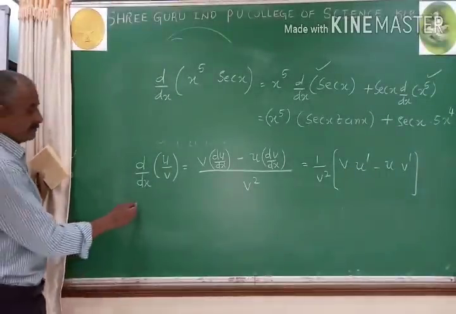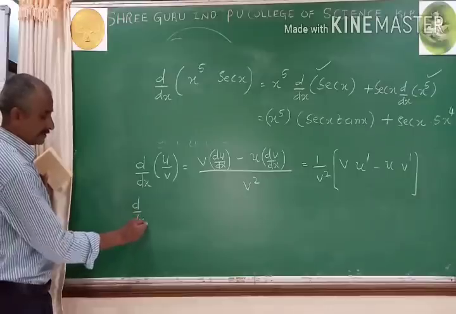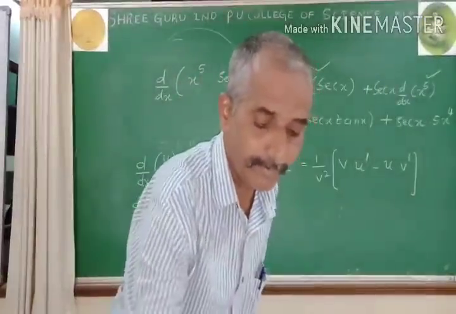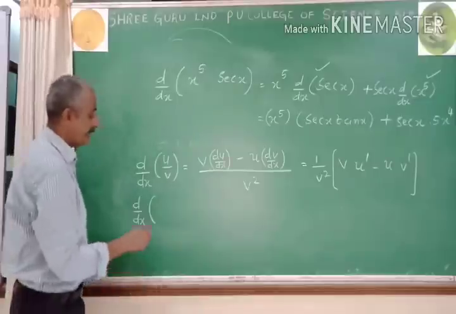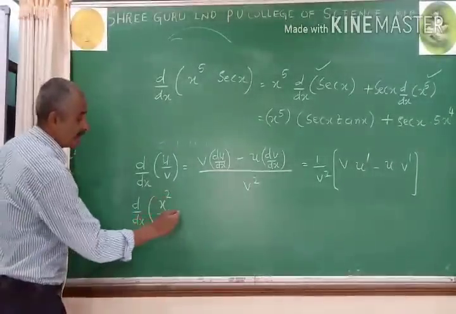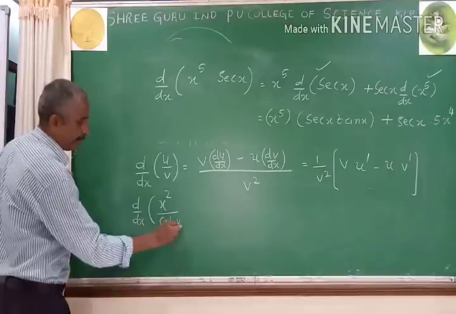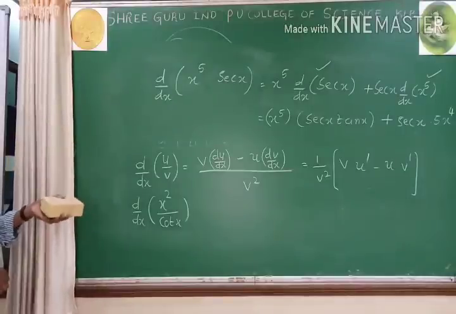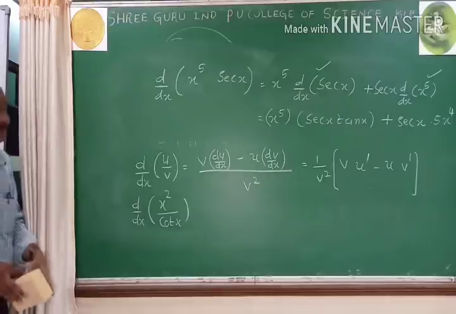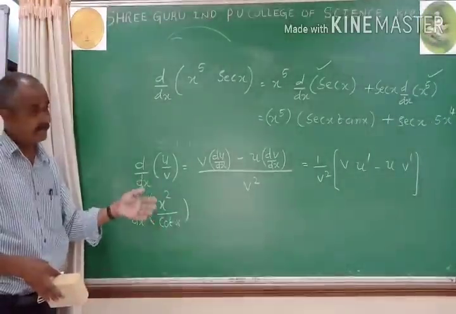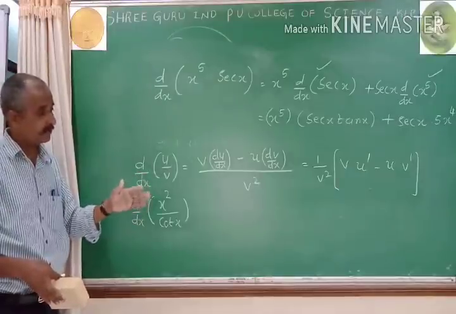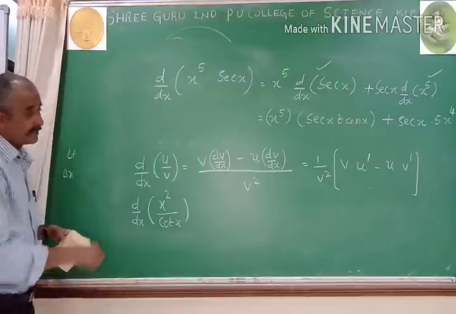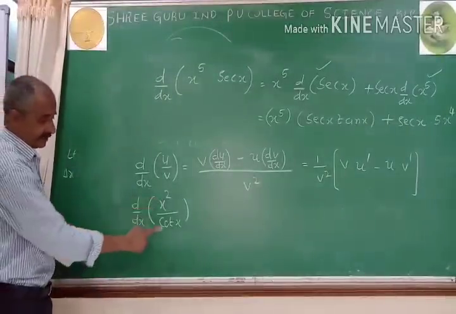In particular, suppose we want to find dy dx of x to the power of 2 divided by cot x. Let's apply the quotient rule. Even one can apply the product rule here also, because you can treat 1 by cot x as tan x, then it becomes the product rule. But now let us use the quotient rule rather than the product rule, just to know how we can apply this quotient rule. So according to the quotient rule, what is u? X square. What is v?